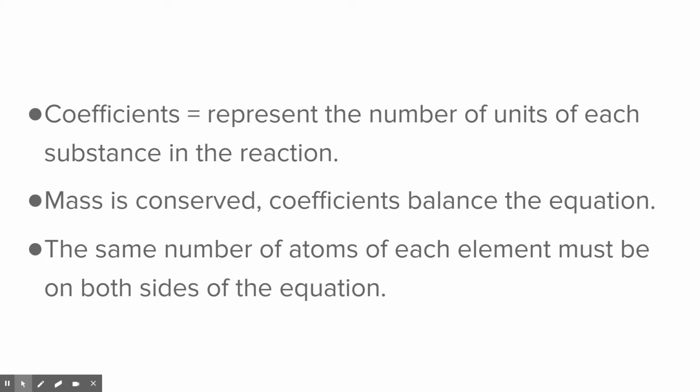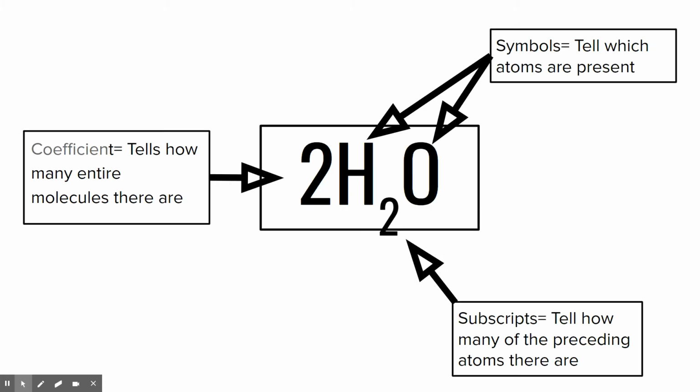Coefficients represent the number of units of each substance in a reaction. Mass is conserved because coefficients can be used to balance the equation. The same number of atoms of each element must be on both sides of the equation.